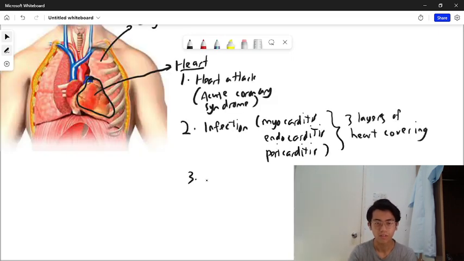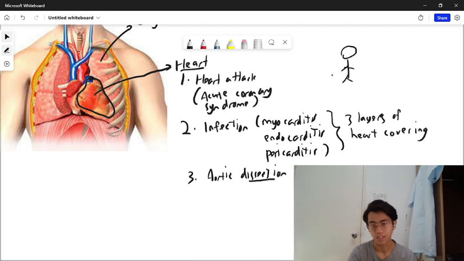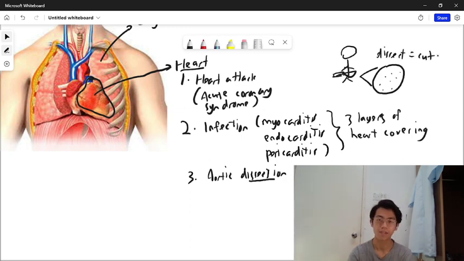Another problem that can also happen to the heart is aortic dissection. What does that mean? Dissect means we cut. We often say dissect when we want to cut up a dead body, right? So this is a body. We use a knife to cut something out, and then we zoom into it and see whatever is in it, right? We call this dissect. This we cut something out.